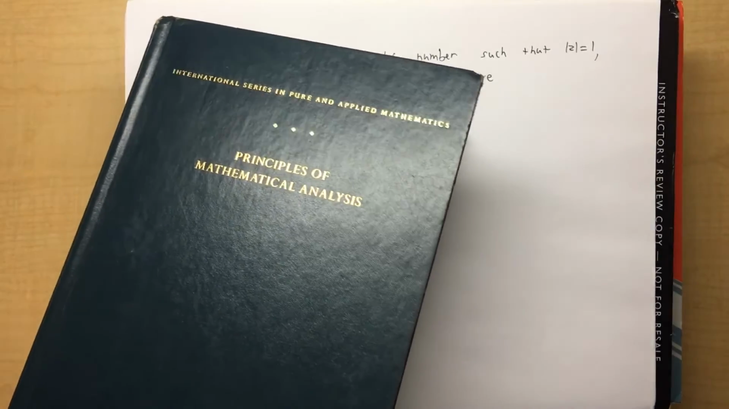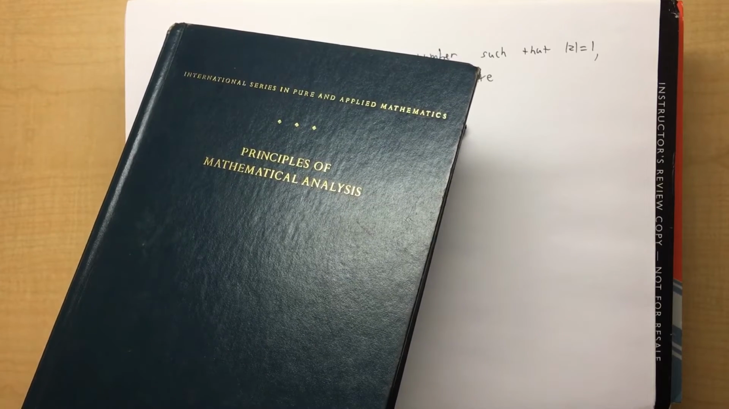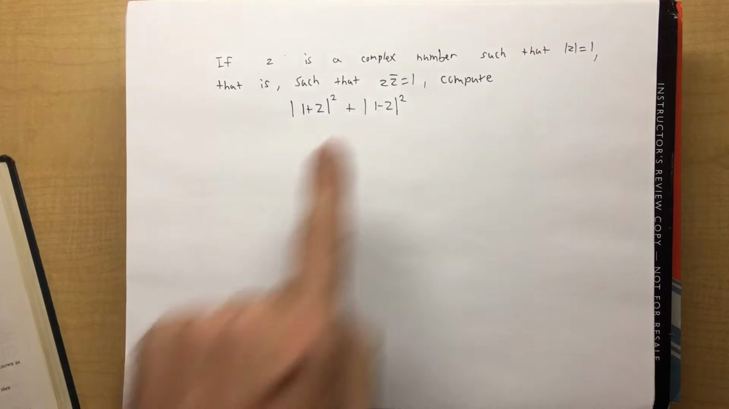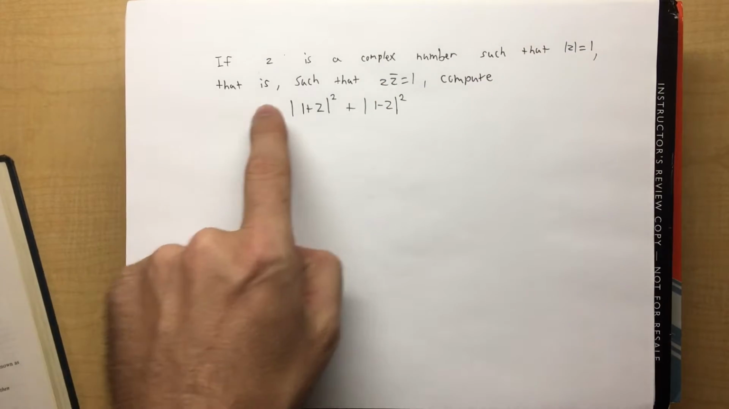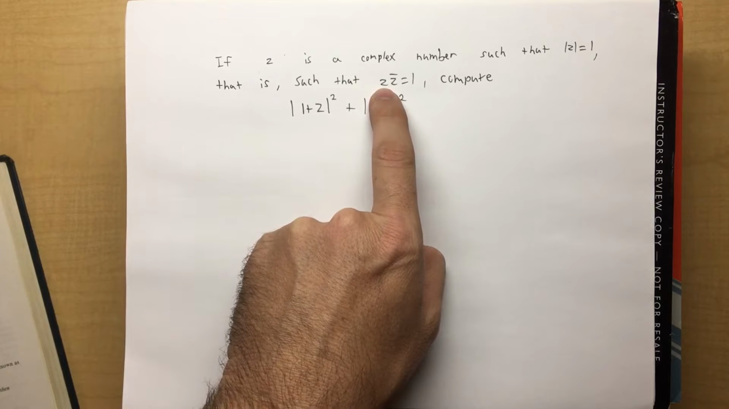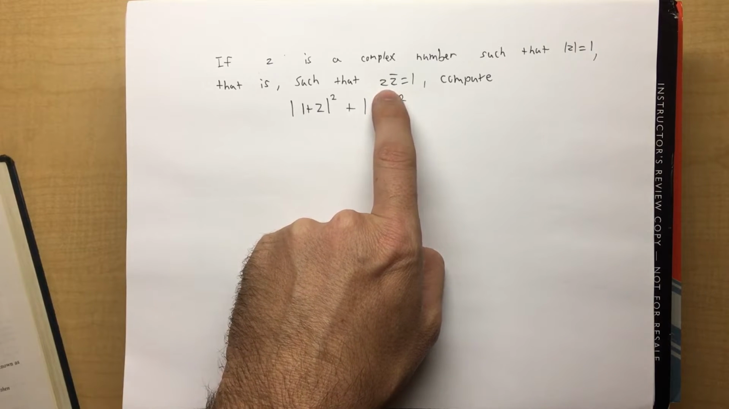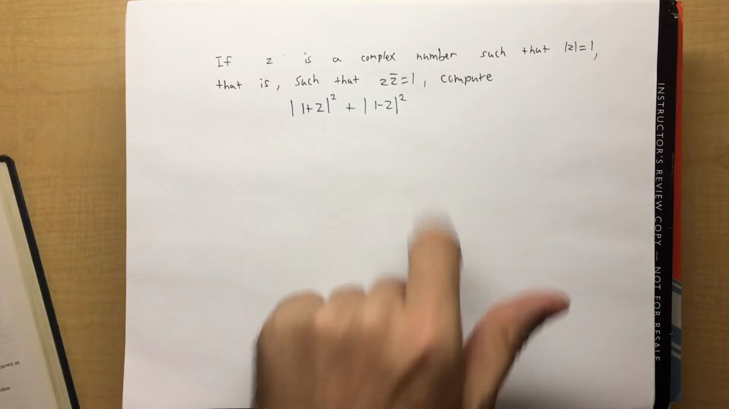Okay, Principles of Analysis, Rudin, Chapter 1, Problem number 14. If z is a complex number such that the magnitude of z is 1, that is, such that z times the conjugate of z is 1, compute this here.